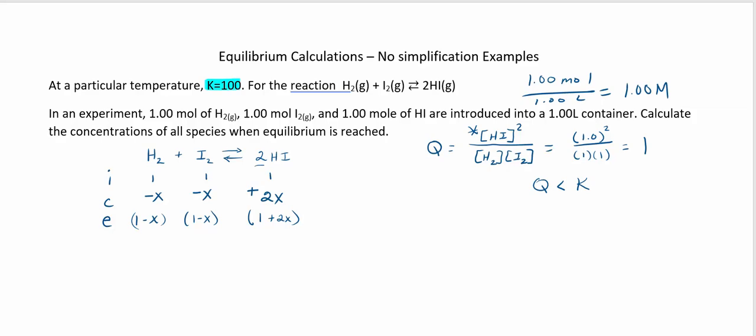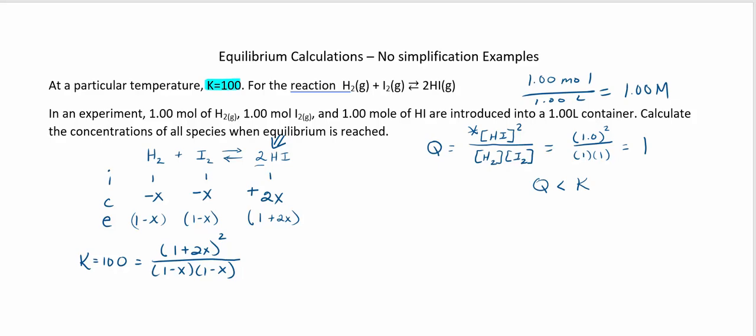So now we can put this all into our K expression, which is like the Q expression, except this time we're at equilibrium. And we can set it equal to the K value. So K is equal to 100 is equal to the products squared divided by reactants. Now my products are squared here because of the 2 in the balanced chemical equation. We don't just automatically square the products. There has to be a 2 in that balanced chemical equation.